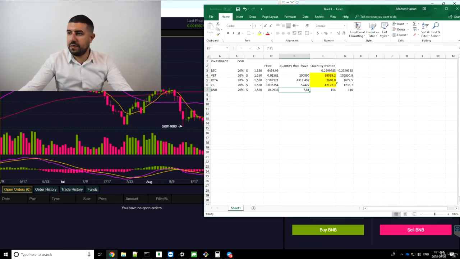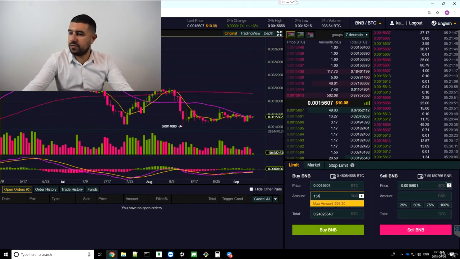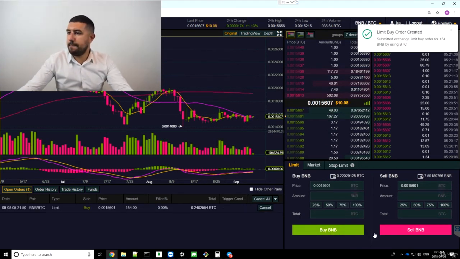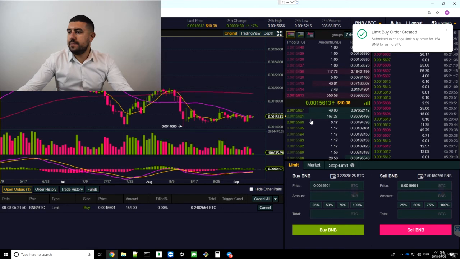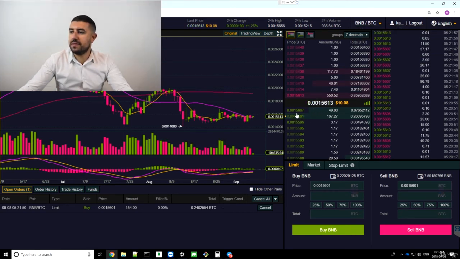Quantity 154. Buy. Okay, so I want to buy at 15,601, but somebody went in front of me at 15,607. But there's a seller at 15,613. That's quite big. He has 550 coins that he wants to sell. So I'm not too stressed about not getting filled, because there's a few sellers there, and there's not a lot of buyers on this side.